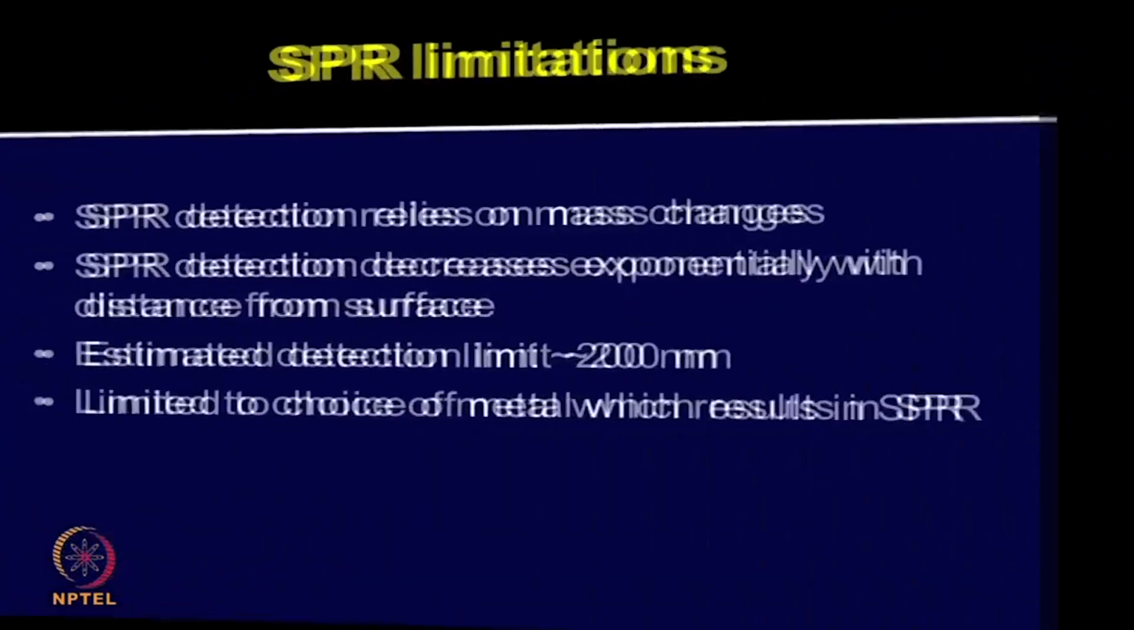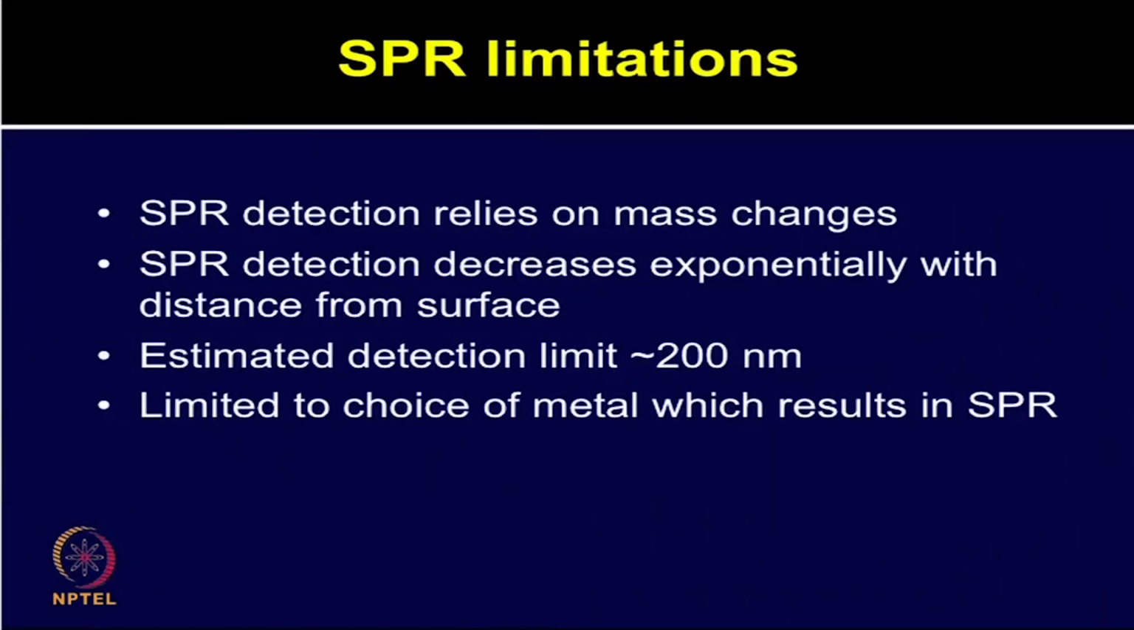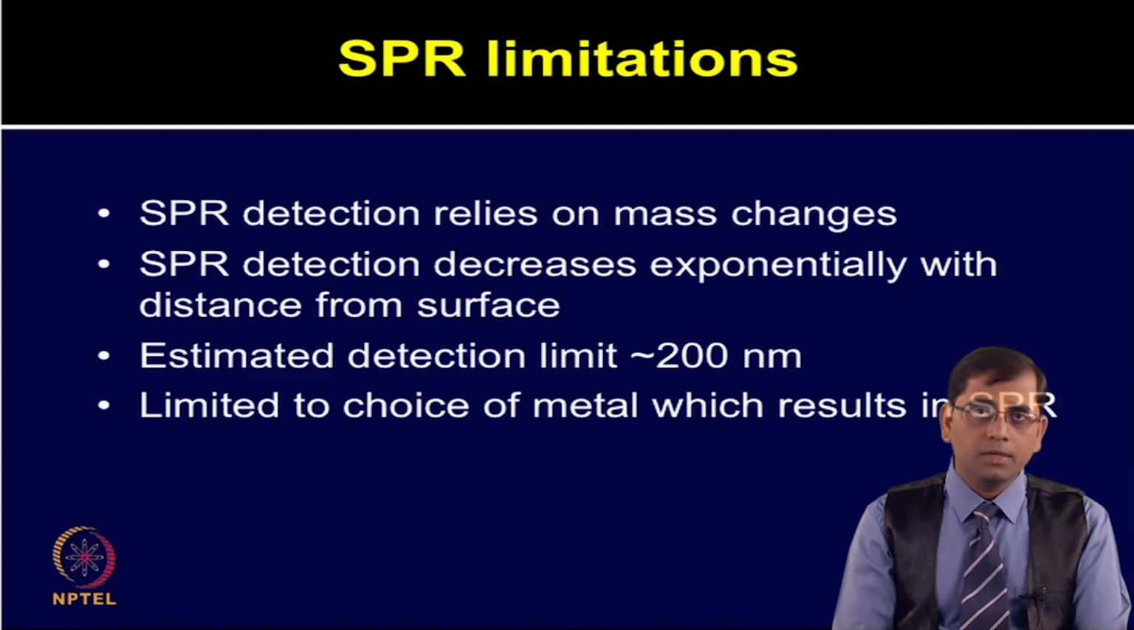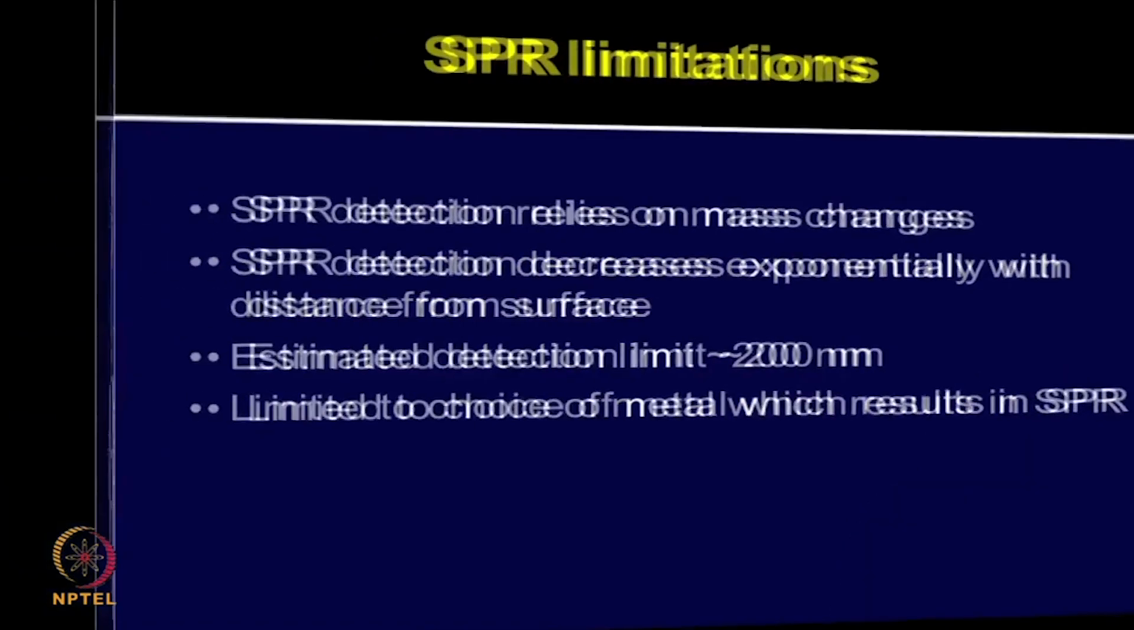However, SPR also has certain limitations. SPR detection relies on mass changes and it decreases exponentially with distance from the surface. It is estimated that the approximate detection limit is around 200 nanometer. Additionally, it is also limited to the choice of metal such as gold and silver, which can result in surface plasmons. Regarding the samples, you cannot use very viscous or every kind of sample for SPR analysis.